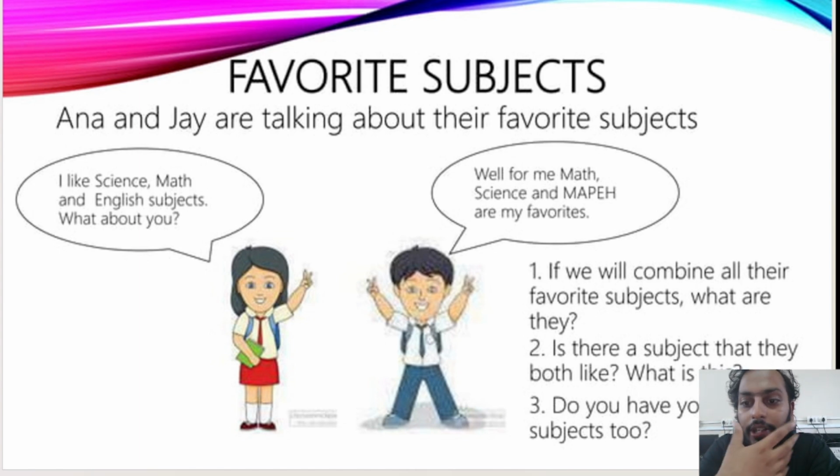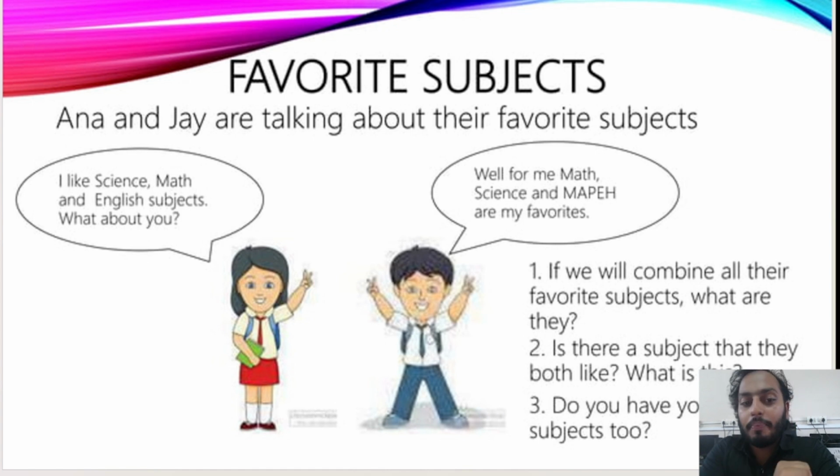Now, my question is, okay, you got it. There is a girl who loves science, math, and English. There is another boy who loves math, science, and this subject, whatever it is. Now, they're asking the question, which you can see in question number one: if they combine all their favorite subjects, what are they? If I combine all the subjects which either he likes or she likes, how many subjects can I list here?